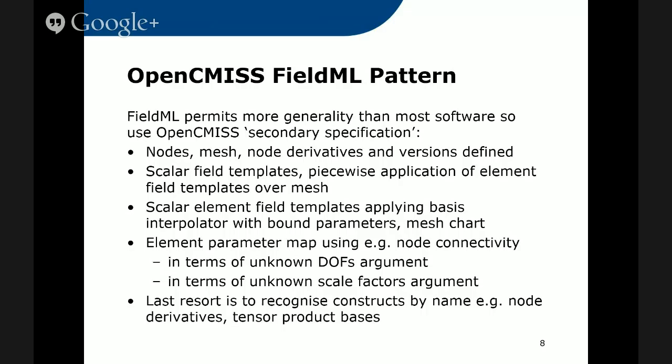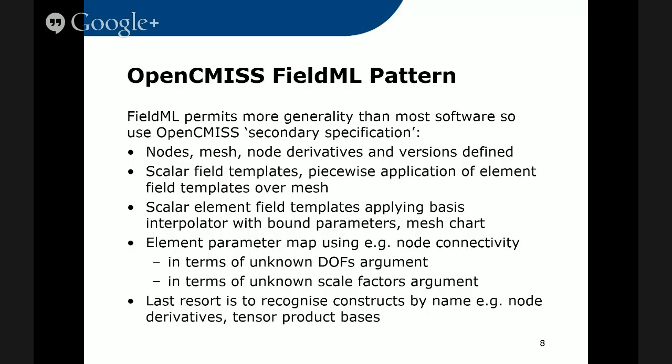What's feeding into the element field template is the parameter mapping. So we define it in terms of node connectivity when it's nodally interpolated, and we define it in terms of an unknown argument, like the degrees of freedom. So the parameters that were feeding into the template were unknown at the time. That's what makes it a template. And similarly, if you're going to do mixed type models and you want scale factors, you can define a template that does not have any scale factors yet, or you can define a template where they're fixed. So when you want to use that field, you have to go and bind in something that will give me the degrees of freedom for that field, and then I have a new field that has the concrete set of parameters for it, and likewise the scale factors.